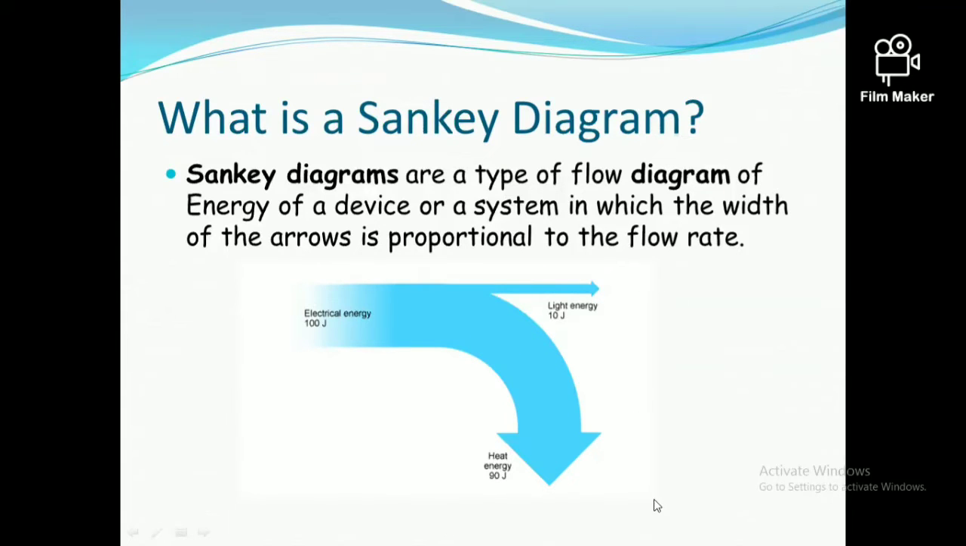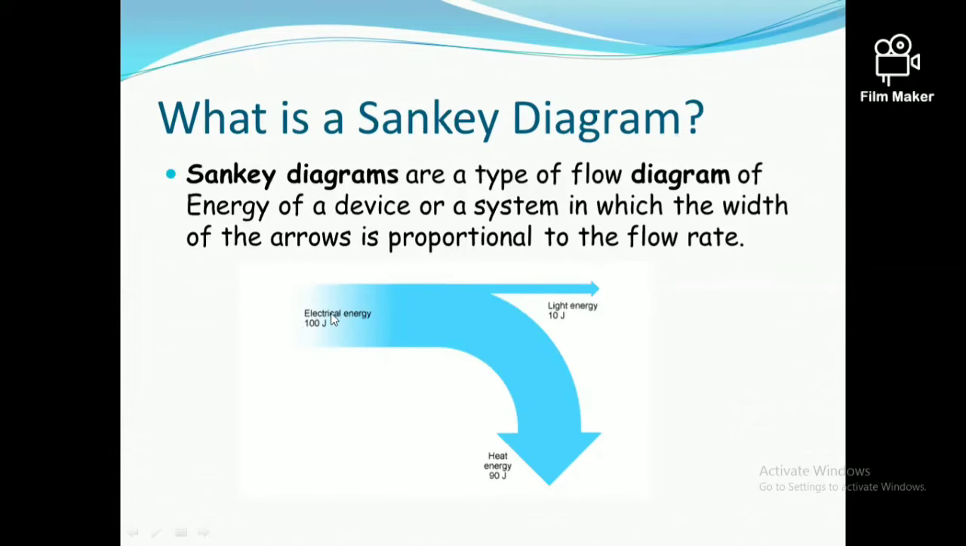In this example, we have provided electrical energy of 100 joules to a device, right? Out of this 100 joules, 10 joules converted into light energy and 90 joules converted into heat energy. Then when you draw this Sankey diagram, the width must be proportional to the amount of energy we supply and the amount of energy output as a product, right? So you draw a line with a width which is proportional to 100 joules.